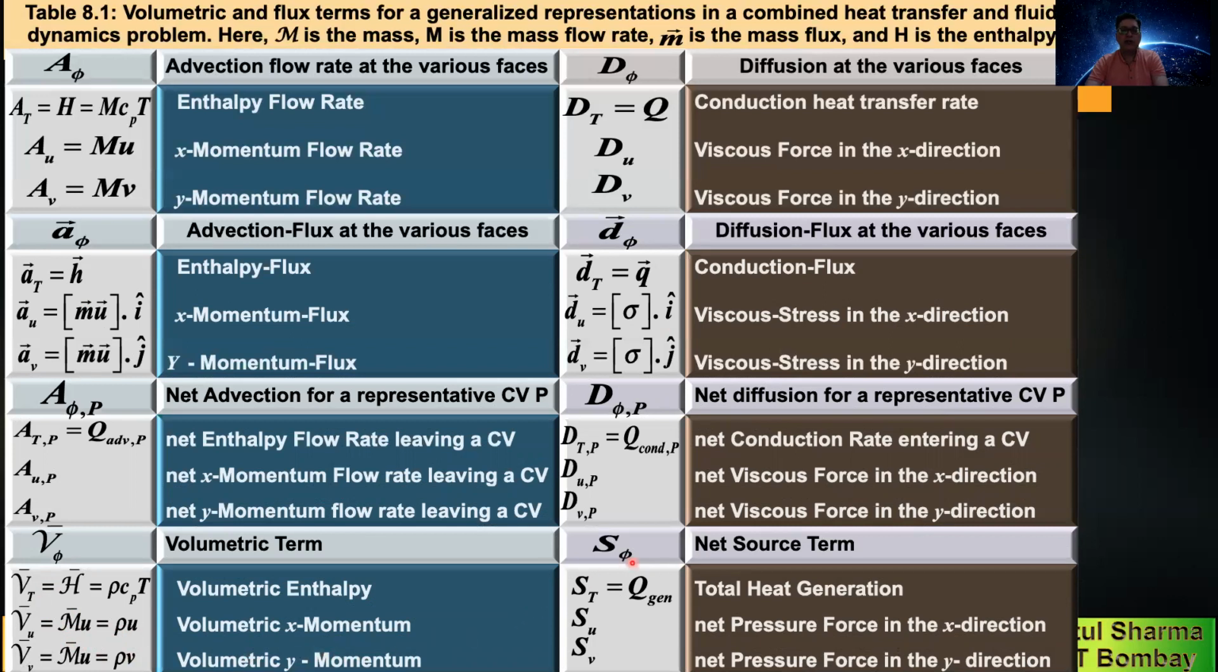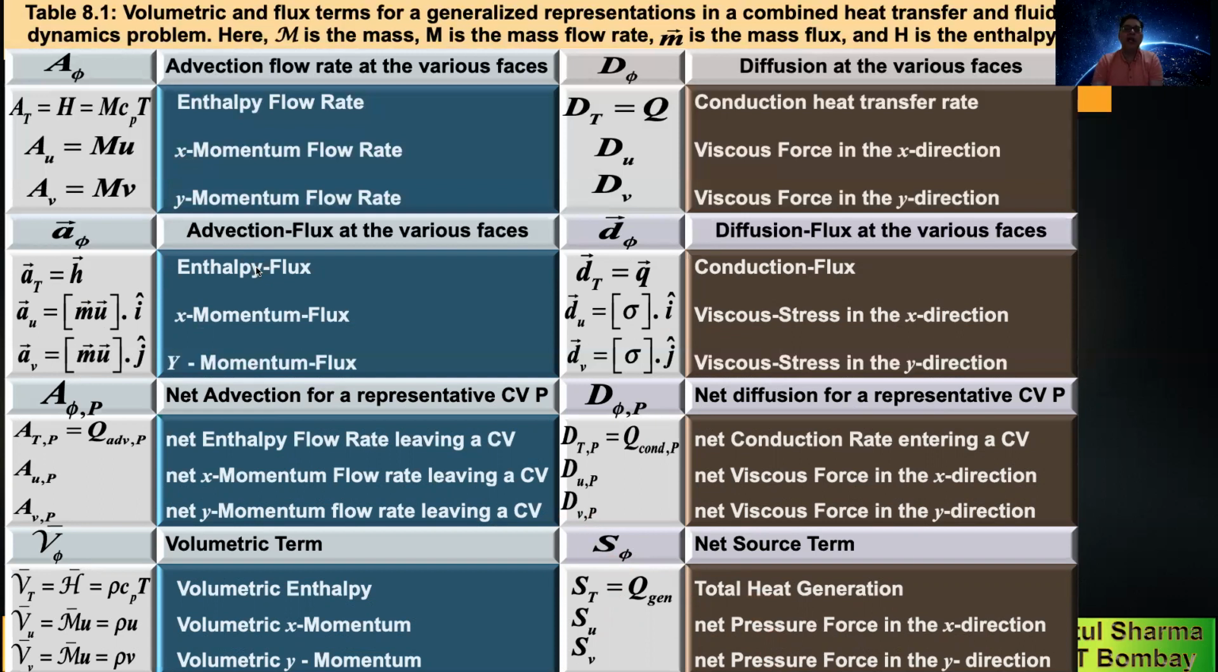The source term for the energy equation corresponds to the total heat generation. For x momentum and y momentum, the source term in CFD is presented by the pressure force. So this source term S, if phi is T, becomes the total heat generation. If it is U, it corresponds to the net pressure force in the x direction. If this phi is V, it corresponds to the net pressure force in the y direction. So note that this is the generalized representation of the various variables that you encountered.